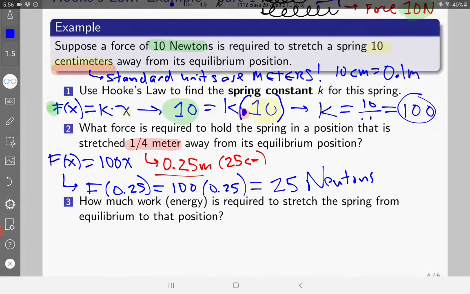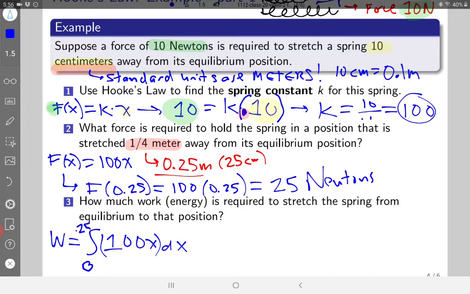Here's where I have to finally apply some calculus, which is the work is the integral of the force function. So here's me writing the force function, 100x. And the limits of integration here are from 0, from equilibrium, out to 0.25, that 1/4 of a meter away. And there I've highlighted where those values are coming from. The 0.25 is that position, the 1/4 meter from the previous question. And the 0, the equilibrium, is it hasn't been stretched at all.